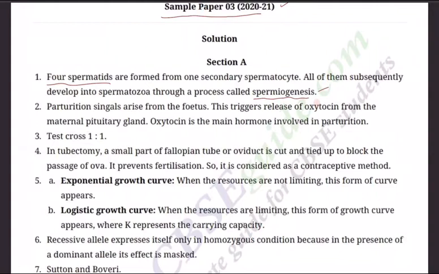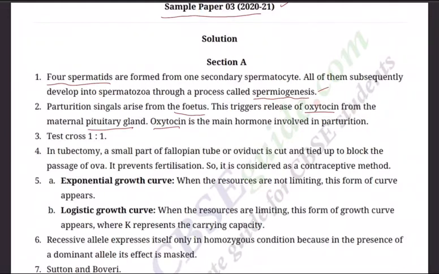All of them subsequently develop into spermatozoa through a process called spermiogenesis. Question 2. From where do the parturition signals arise, mother or fetus? Mention the main hormone involved in parturition. Parturition signals arise from the fetus. This triggers release of oxytocin from the maternal pituitary gland. Oxytocin is the main hormone involved in parturition. It is also called the happy hormone.